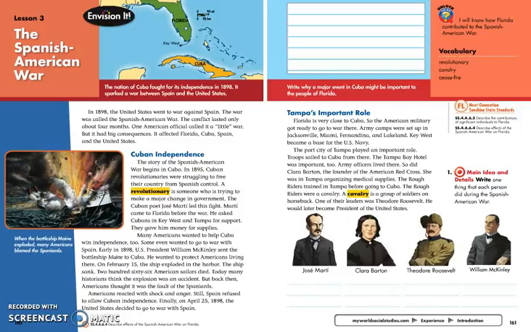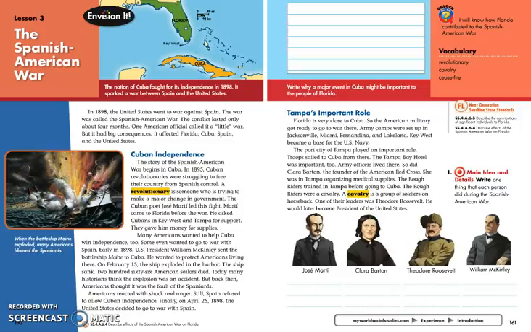One American official called it a quote-unquote little war, but it had big consequences. It affected Florida, Cuba, Spain, and the United States. Cuban independence. So the story of the Spanish-American War begins in Cuba.